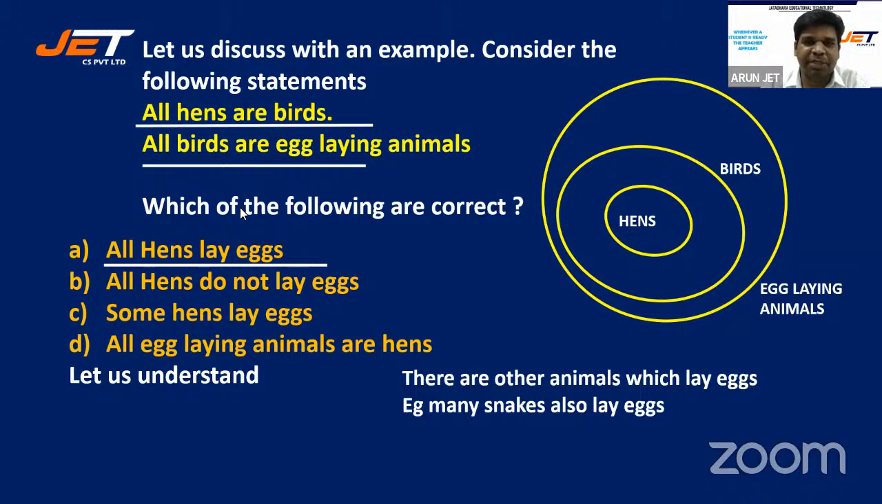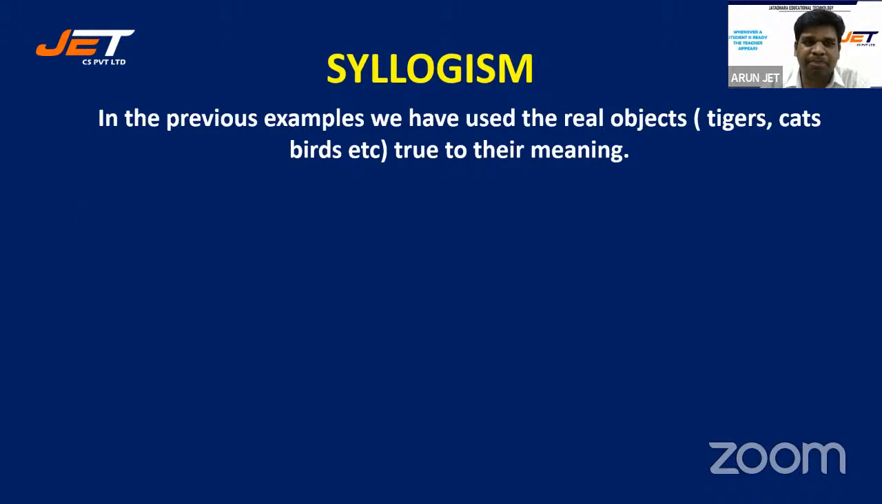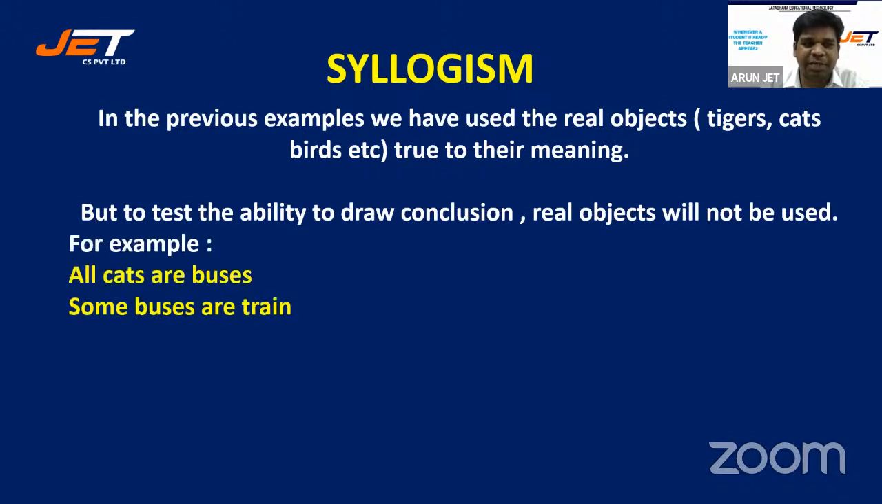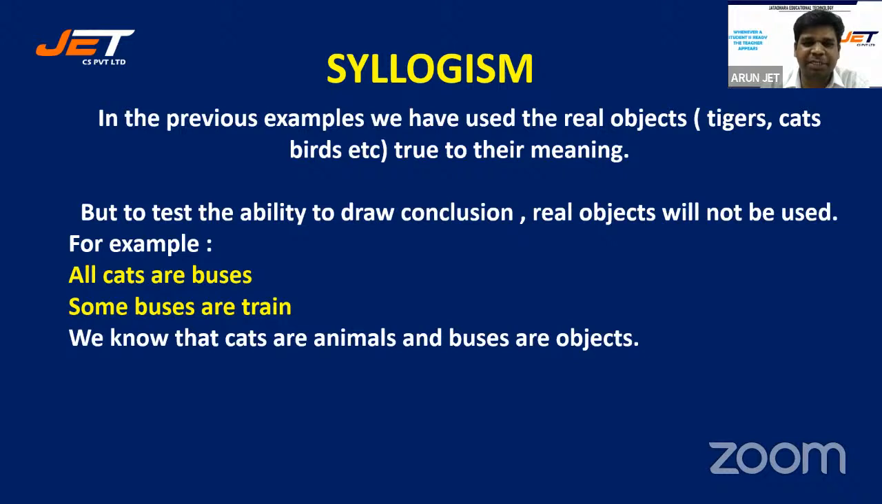All right, now let's go for the next example. Now let's give it a try. In the previous examples, we have used real objects like tigers, cats, birds, etc. True to the meaning. But to test the ability to draw conclusions, real objects will not be used. For example, all cats are buses. Some buses are trains. We know that cats are animals and buses are objects, so this doesn't make sense literally. But we can draw conclusions about further statements, considering these statements to be true.